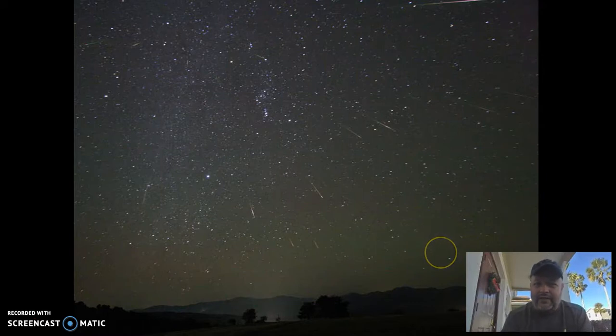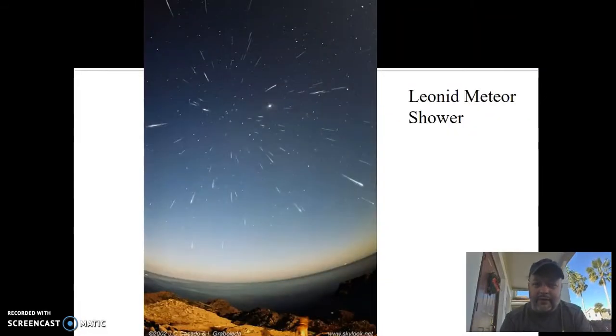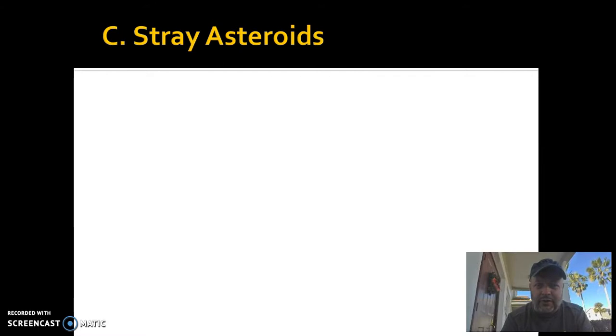Here, when you do these time lapses, you can start to see them converge back. You don't notice it when you're just out in the field or wherever, but over time, you notice that they converge back to a point called the radiant. That's where they come from. These are all long time exposures, I'm sure.